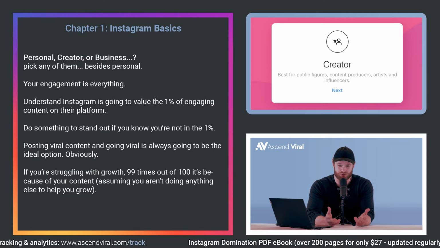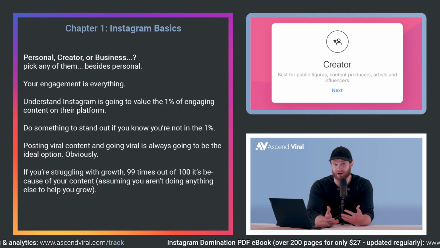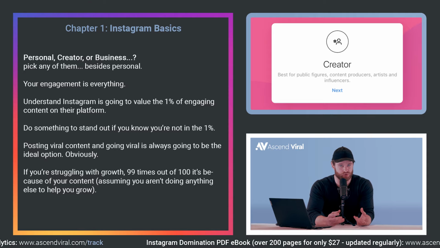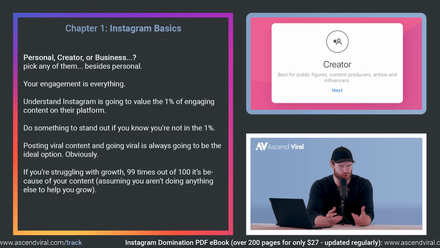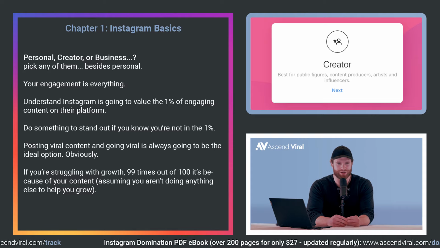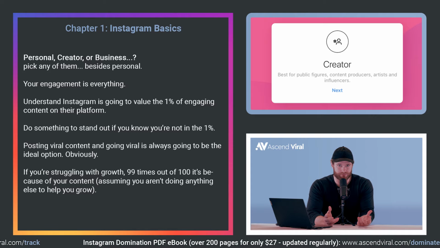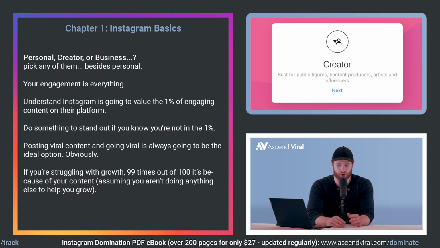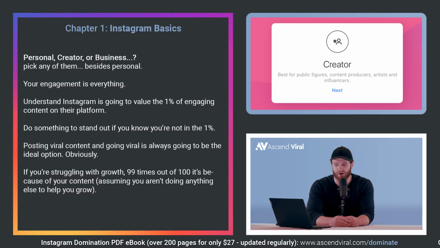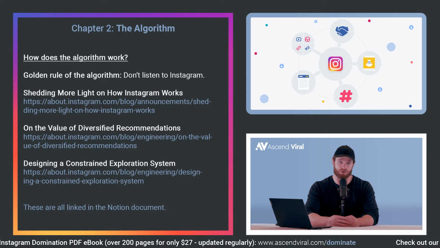There used to be methods where you could go viral without posting viral content if you really, really, really knew the algorithm and you had the right resources to make that happen. That doesn't work anymore. That really doesn't work anymore. So let's talk about how the algorithm works. So how does the algorithm work?